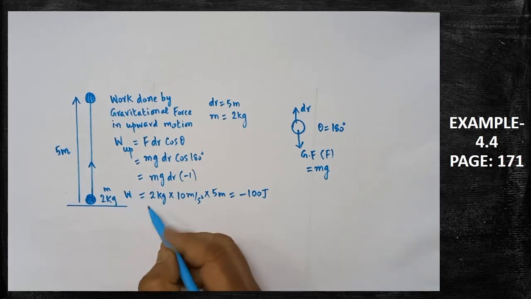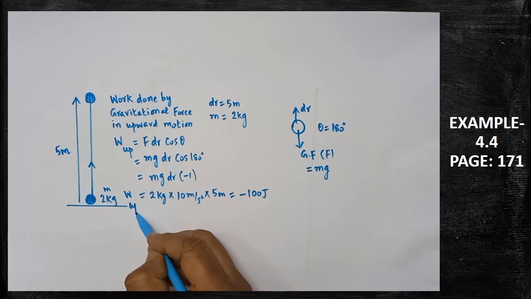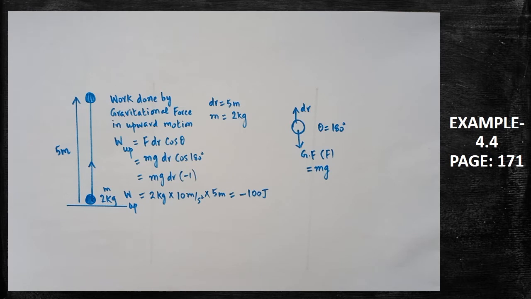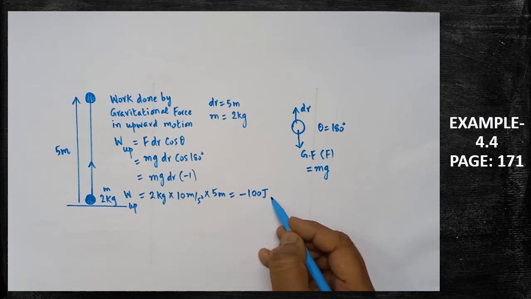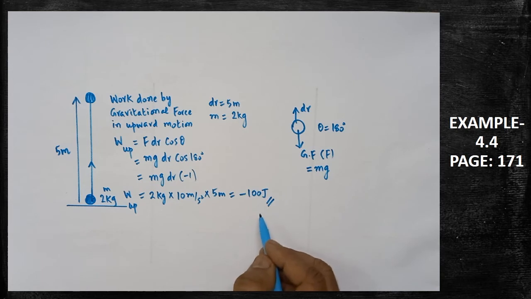Therefore, we have calculated the work done by the gravitational force when the object moves in the upward direction. Very interesting one. Note down this: the work done is negative here. The work done by the gravitational force should be considered negative work. That's why we have got the answer as minus 100 joules. Understood?